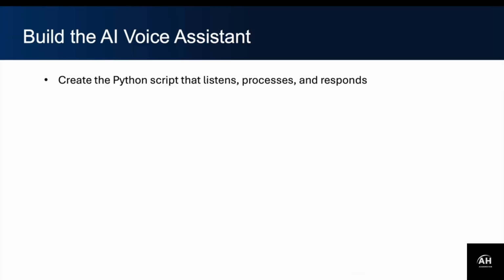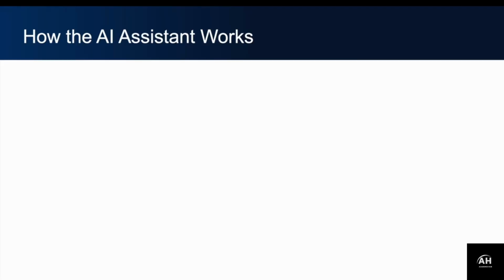We have created the Python script that listens, processes, and responds. So now that we have created our script, we did not test it yet, but let's talk about how the AI assistant works. What it does is it listens to the user's voice input using a microphone. As soon as you run that application, it will enable your microphone and start listening to your voice. And it will also specify, as you saw, like we wrote "Listening..." So it will tell the user that it is listening.